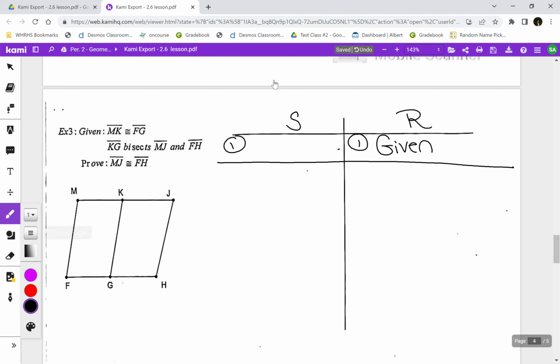So here we have that MK, so I'm marking it, is congruent to FG. And then it says KG bisects MJ and FH. Technically speaking, how many times has the word bisect been written down? Once, right? Technically, it's just written down once. But how many times is it implied? Twice. Exactly. So even though bisect has only been written down one time, it's implied twice because it says and. So we could have split this into two statements. We could have written KG bisects MJ and then underneath it, KG bisects FH.